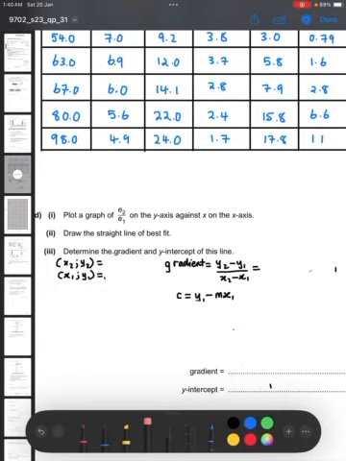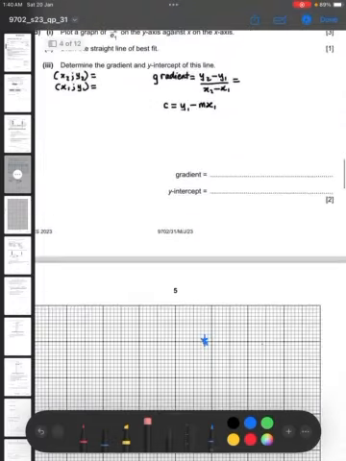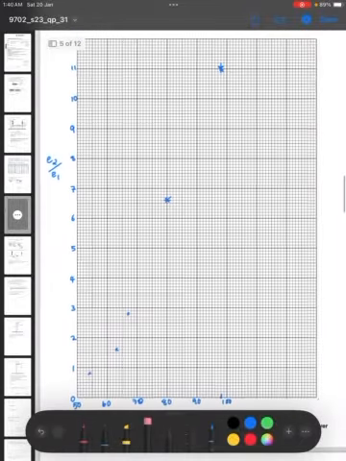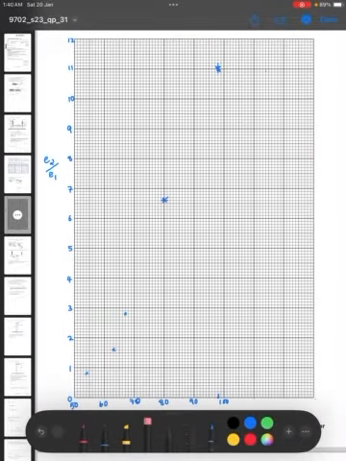the straight line of best fit. So it must be very clear. It's a straight line of best fit. It's drawn once with a ruler, the straight line of best fit. So we need a ruler to draw this straight line of best fit.